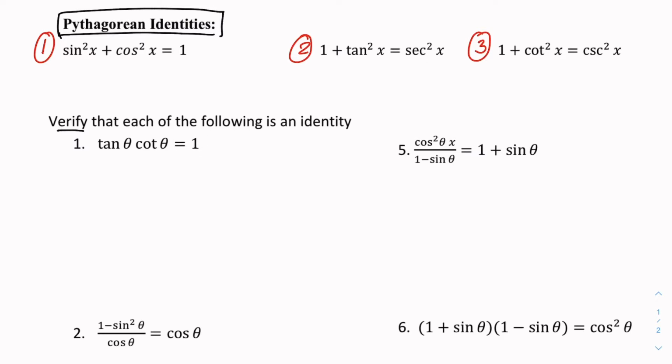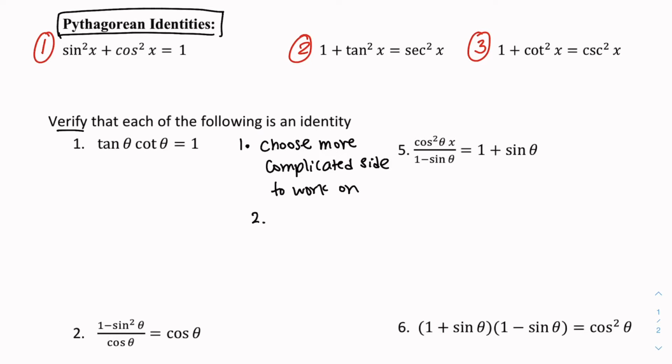So here's how we'll go about it. Step 1, you're going to choose the more complicated side to work on. Step 2, you're going to simplify that side only. So you're only going to work on one side at a time. And then you're going to verify that the left side equals the right side. So watch me do the first one.